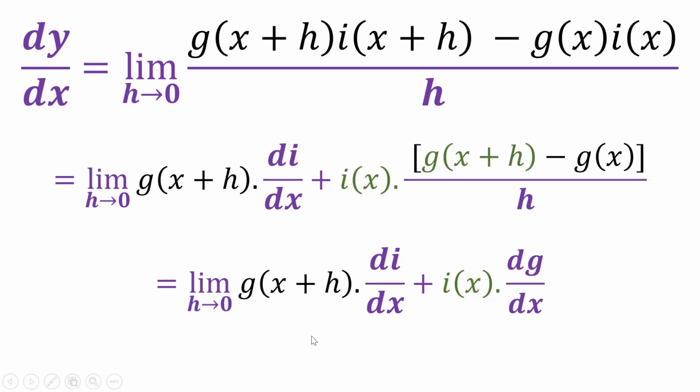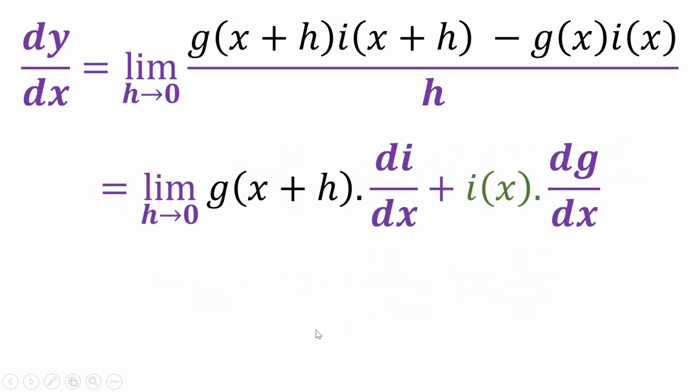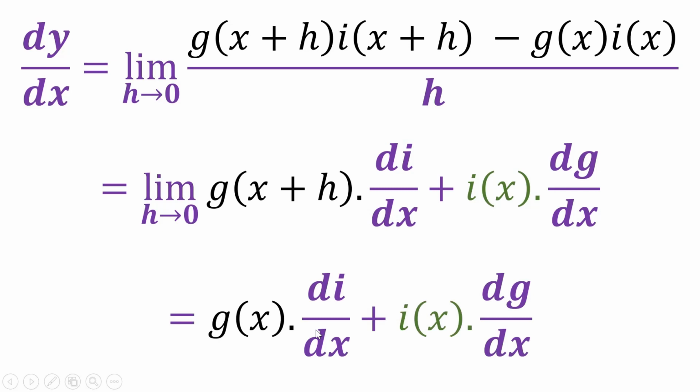At this point, let me apply the limit of h approaching 0. That means that where I see h, I will put its value to 0. And when I do that, I'm going to be left with j of x multiplied by the derivative of i with respect to x plus i of x multiplied by the derivative of j with respect to x. So what we have here is the product rule of differentiation.